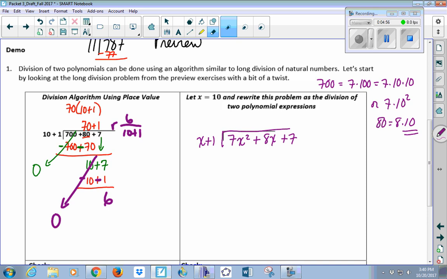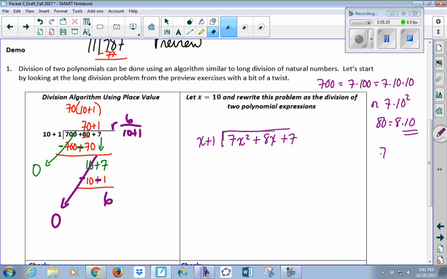7 is 7 ones. So this is what we call the division of two polynomials. Notice I have a quadratic polynomial as my dividend and a linear polynomial as my divisor. And I start the same way. I find the biggest place value in each of these. Here I find my highest degree, right? X to the first power is my biggest degree here. So I say, how many x's can I divide into 7x squared?